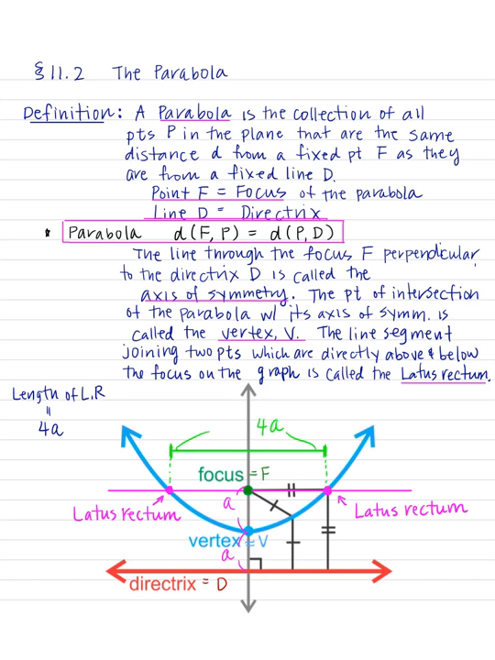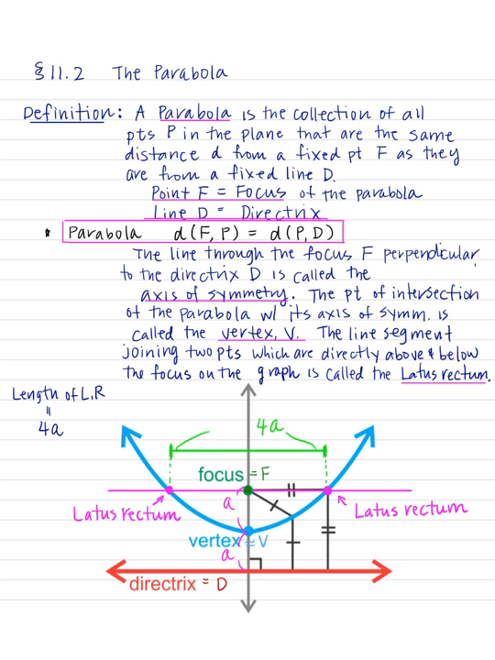Hello everyone, we're going to go over section 11.2, the parabola. I'm pretty sure you all know what the parabola graph looks like. So let me just go over all of the important names that you need to know. If you look at the picture below, we have this thing called the vertex. It's going to occur either at a maximum or the minimum point on a parabola.